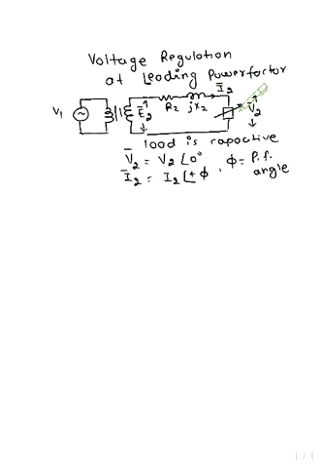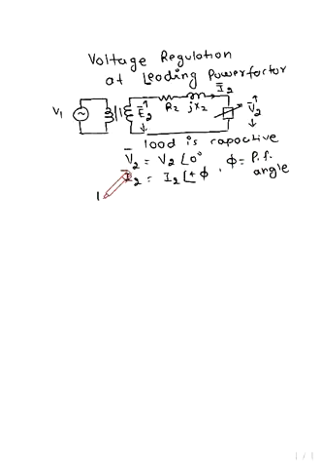So the load is capacitive here. V2 is the reference phasor, with magnitude V2 and angle 0 degrees. I2 will be the load current. Since the load is capacitive, I2 will lead the voltage, and that's why it comes as plus phi, where phi is the power factor angle.